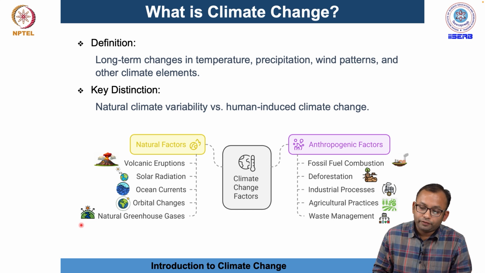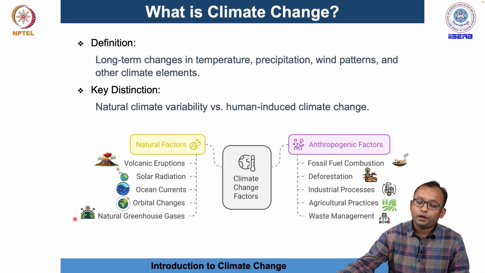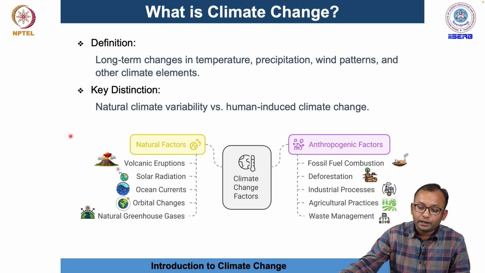One can identify that there are two drivers. One can be the natural driver and the other can be the human-induced driver. If you talk about natural drivers, they can be classified as volcanic eruptions, which can sometimes change the climate conditions, solar radiation, ocean currents, orbital change, and natural greenhouse gases as well. These are some of the factors responsible for changes in the behavior of a natural system, and that leads to climate change in different regions as well.